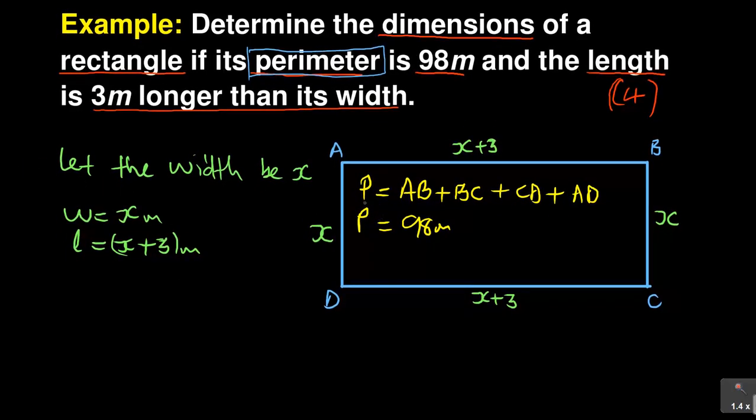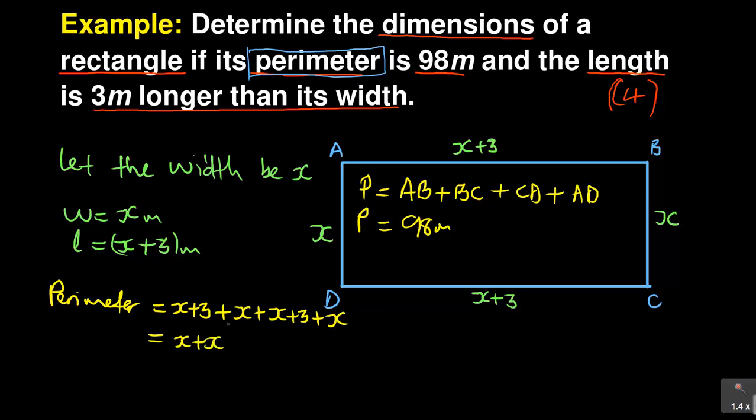So what do we use? We use the formula for the perimeter as given. So we said perimeter P is equal to, now what is distance AB? You can see that AB is x plus 3, plus BC, we said BC is x, plus CD, which is x plus 3, plus AD, which is x. So this is our perimeter. So if I solve that, collect like terms, I've got x plus x plus x plus x.